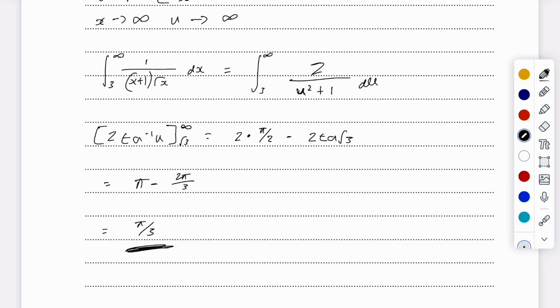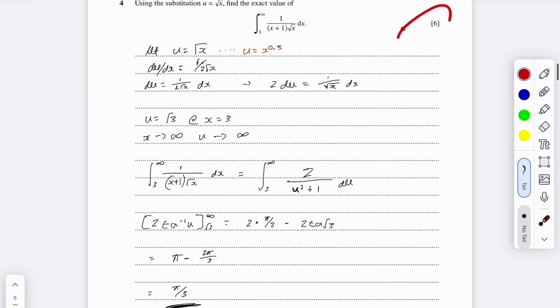Pi over 3. Okay, and that's the final answer. So how do we do that? This is 6 marks, so it's difficult, but we've actually done it quite simply, and not occupying that much real estate here. It told us to let u equal root x, okay? And from there you can work out that 2 du is equal to 1 over root x dx, okay?